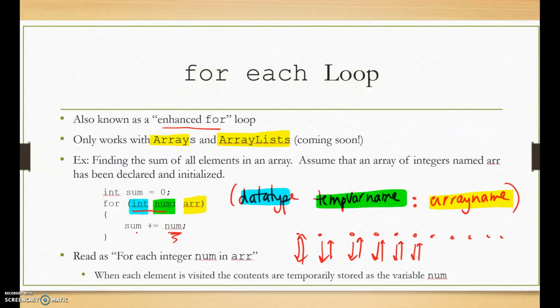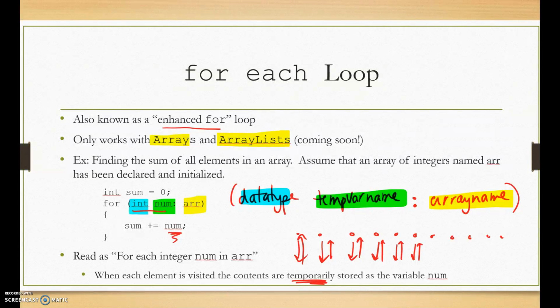Now, one thing that you'll notice is that this value is temporary storage. So if I were to make changes to num, those changes would not save. All this allows me to do is temporarily access that value in the array. Also notice that nowhere in my loop header do I use a variable. That's because for each loops start at the beginning and go to the end. There's no way for you to decide how you want them to be traversed. If you want to count by 2s or 3s, none of those options are available to you.